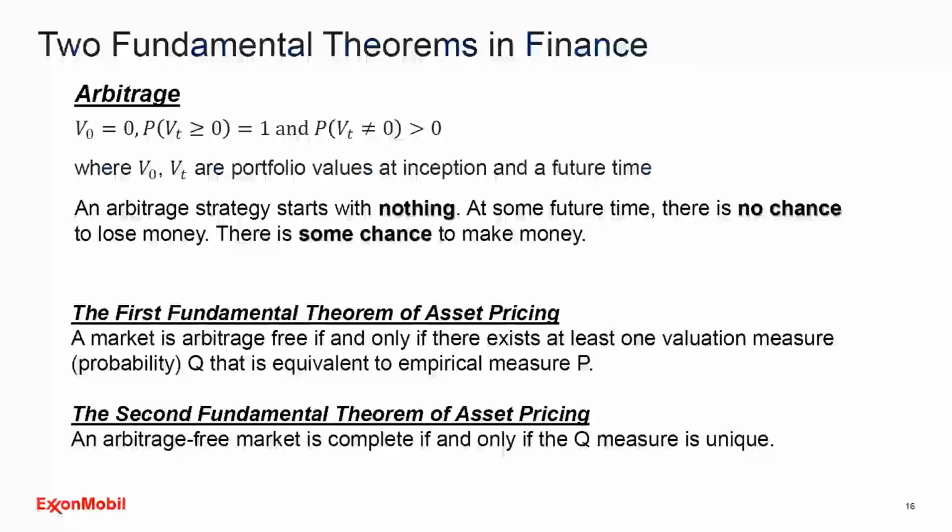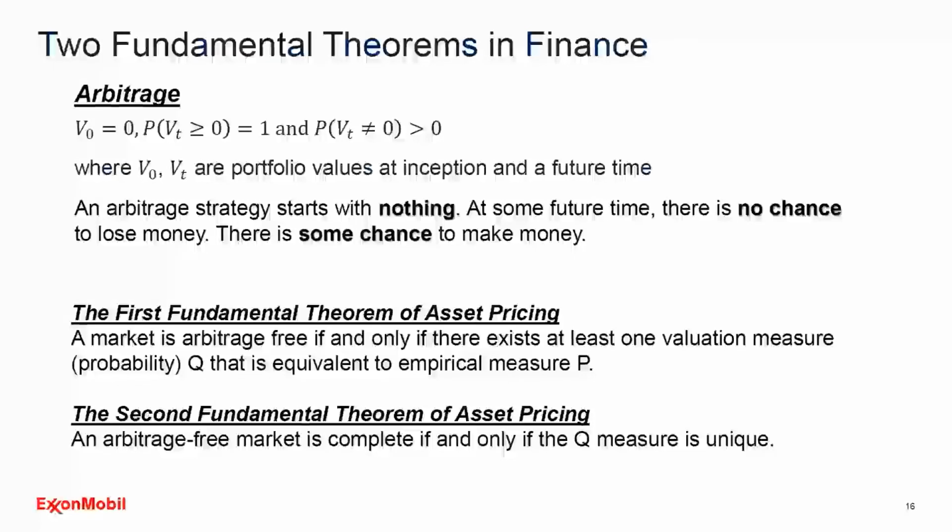And so the first fundamental theorem of asset pricing basically says a market is arbitrage free if and only if there exists at least one valuation measure or probability measure Q that is equivalent to the empirical measure P. Basically, that says you have some solution of your equations, but that solution could be non-unique. You could have several solutions. As long as the constraint of no arbitrage is not violated, that solution is okay.